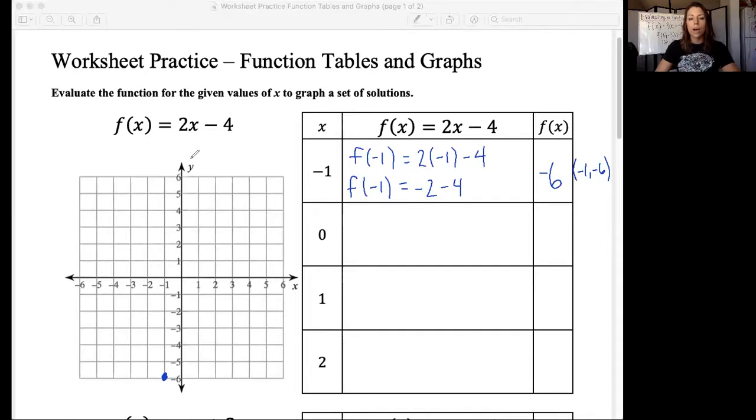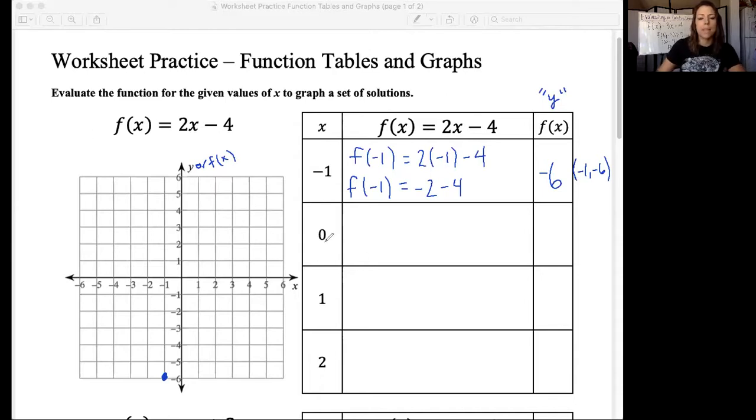Now notice here, we call this the y-axis. The y-axis is essentially your output, which is, in this case, f of x. So when you're plotting your points, remember f of x on an axis is basically just y.